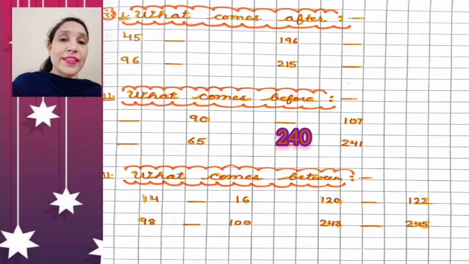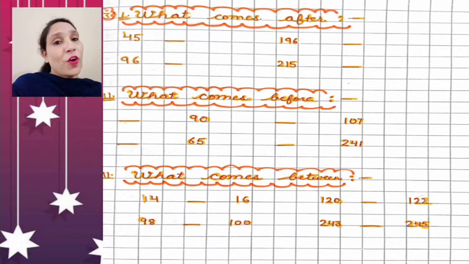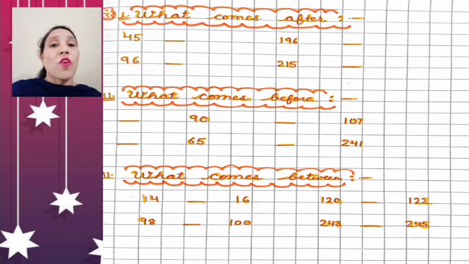240. Like this you will complete before numbers. Now what comes between? बीच में क्या आता है? Now you have to write here between number. So number is given here 14 and 16. 14 और 16 दिया गया है, आपको उनका बीच का नंबर लिखना है.